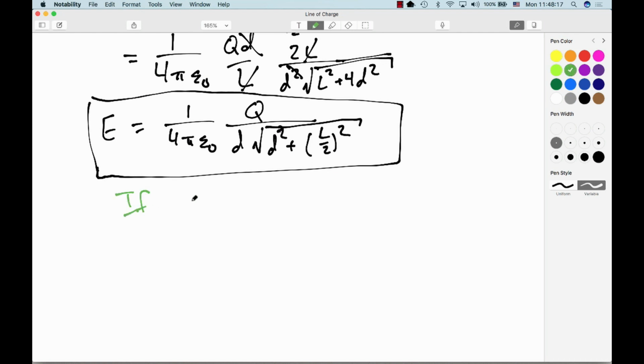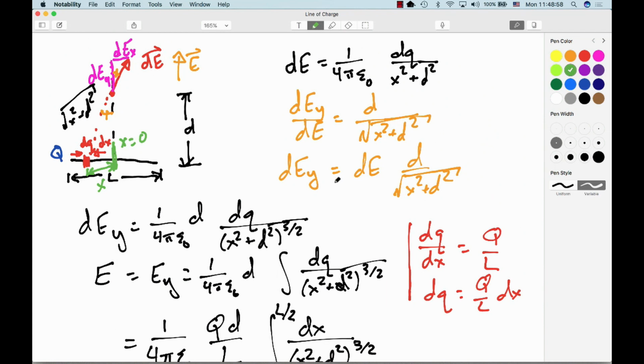So we'll say if d is much greater than L, then my electric field strength will be 1 over 4 pi epsilon naught q over d times, now let's look at this root here. If d is really big compared to L, d squared is going to be a lot bigger than (L over 2) squared. So this term is basically going to wash out, and I'll be left with the square root of d squared, which is d, times that d there. Hey, that's kq over d squared.